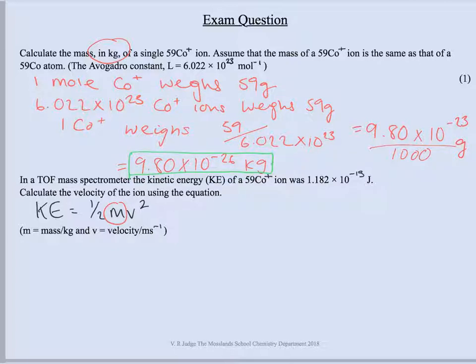Okay, so on to the second part of the question. In a time of flight mass spectrometer, the kinetic energy of a 59 cobalt plus ion was 1.182 times 10 to the minus 13, so that is your kinetic energy. Calculate the velocity, so that's the one we want to know, and we've got the mass, there's the mass that we calculated earlier. So now it's just a case of rearranging the equation so that you're not trying to calculate kinetic energy, you're trying to calculate velocity, and then plugging in some numbers. So hopefully you're all fairly confident with rearranging equations, but I'll show you how to do it anyway.